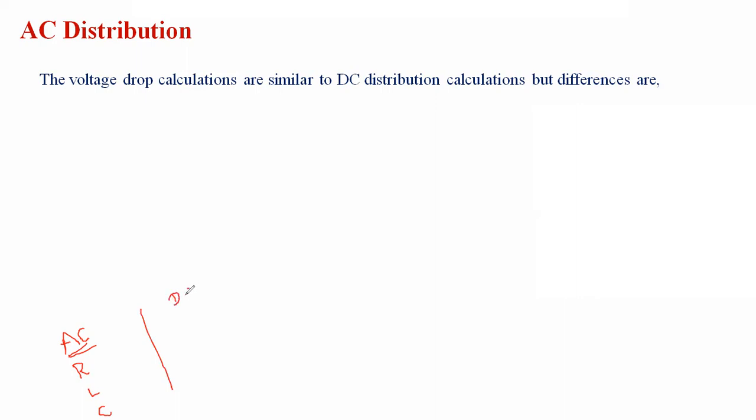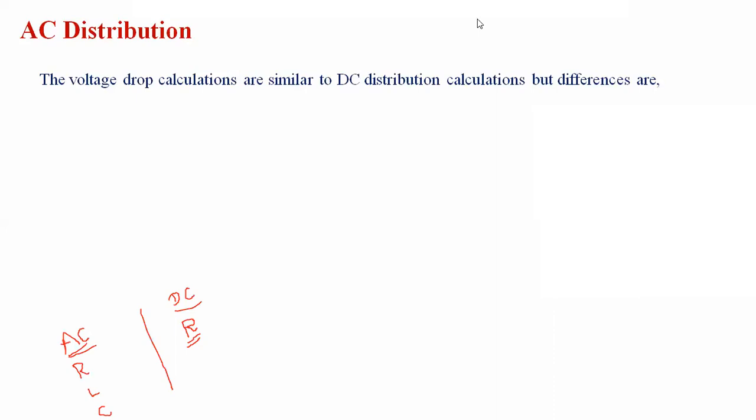But in the DC distribution system, the only parameter available is resistance. Inductance and capacitance are eliminated or neglected. Due to that, the losses are also less. In the AC distribution system, there are three parameters: resistance, inductance, and capacitance. But in the DC distribution system, only resistance is available.